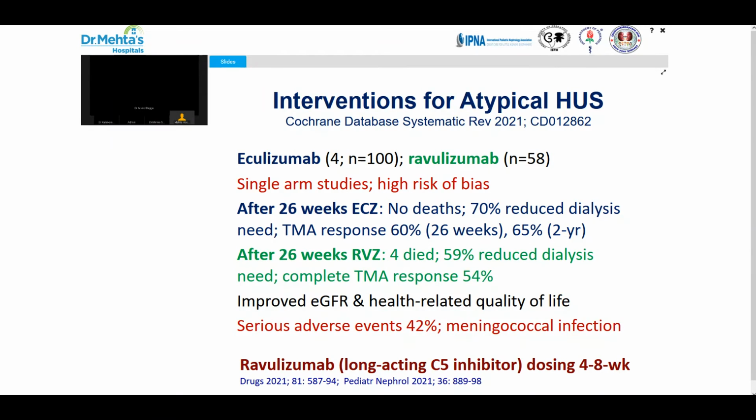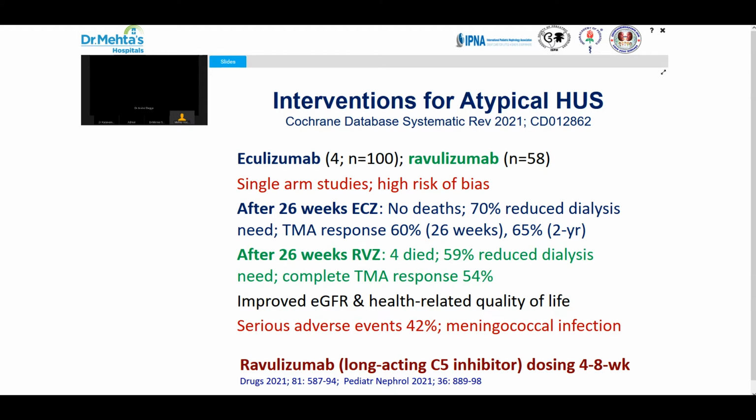The Cochrane Database Systematic Review just published its update on interventions for atypical HUS. They published data from 5 studies, 4 based on eculizumab and 1 based on ravulizumab. These are all single-arm studies with a high risk of bias. Ravulizumab, incidentally, is a longer-acting C5 inhibitor, which needs to be dosed something like 8 weekly.